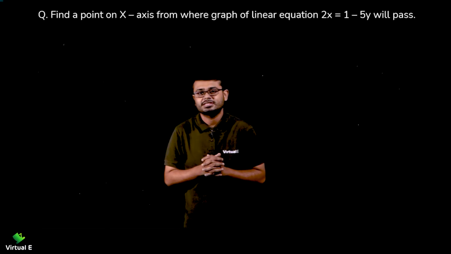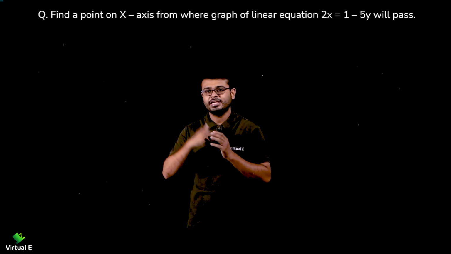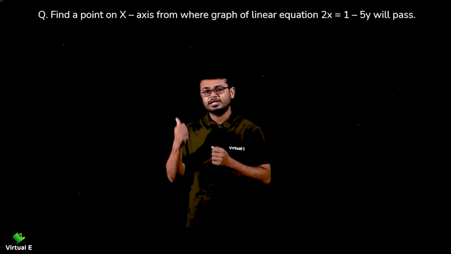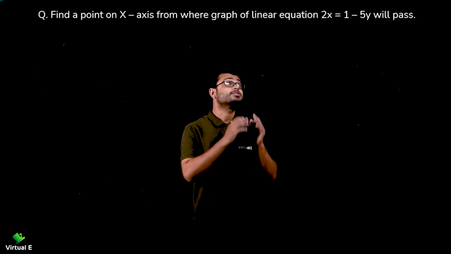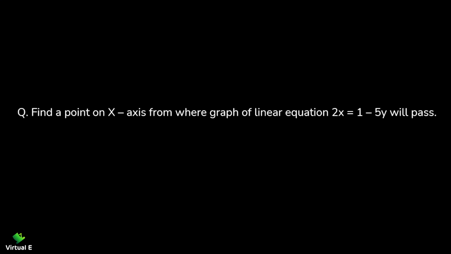Now let's discuss that even without drawing the graph of the linear equation, can we decide from what point it will touch or intersect the y-axis and x-axis? So let's start questions based on that. Find a point on the x-axis from where the graph of the linear equation 2x = 1 - 5y will pass.